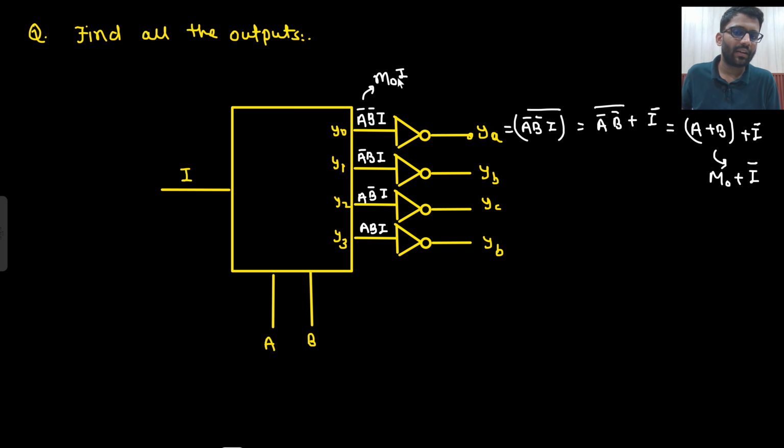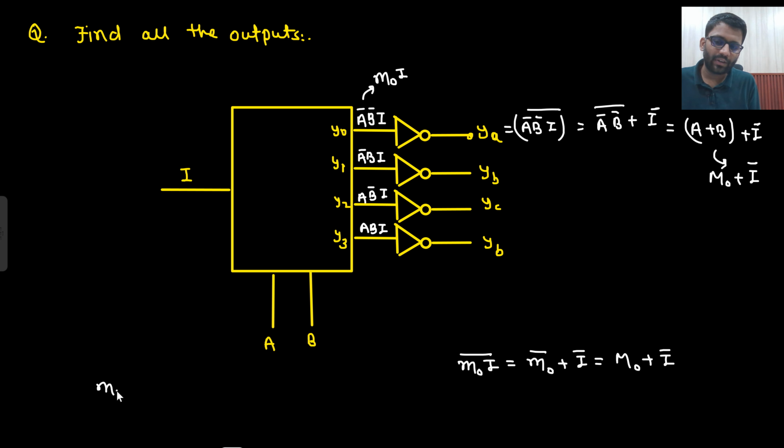So here you are having M naught I, and if you took the bar of this, what did you get? M naught bar plus I bar. And what is M naught bar? Capital M naught plus I bar. How is M naught bar capital M naught? Because if M naught is there, and I put a bar, that means M1 plus M2 plus M3, right? M naught bar means 0 will not be there, 1, 2, 3 will be there.